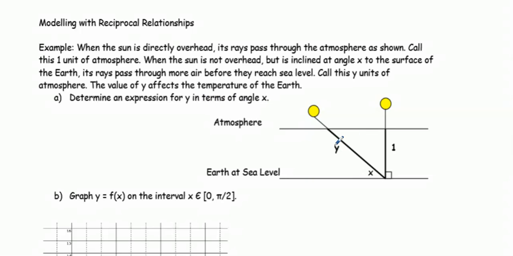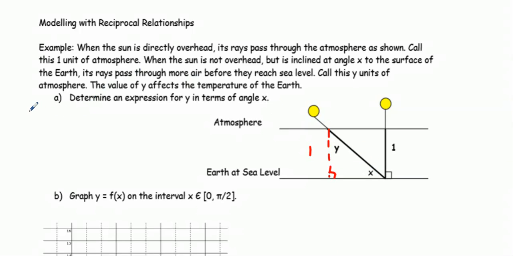Well, if I need to involve y and x and 1, then they all have to be in the same triangle. So what I'm going to do is translate this over here. This is 1 unit, and this is a right triangle. And now I have x as part of a right triangle. So if I have to get it in terms of y, then if I stick my pen on x, I could involve the hypotenuse and the opposite by using sine. Sine x is 1 over y.